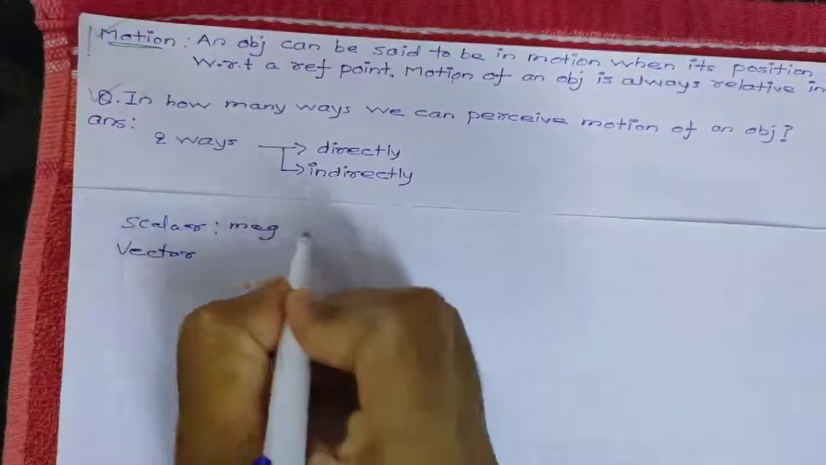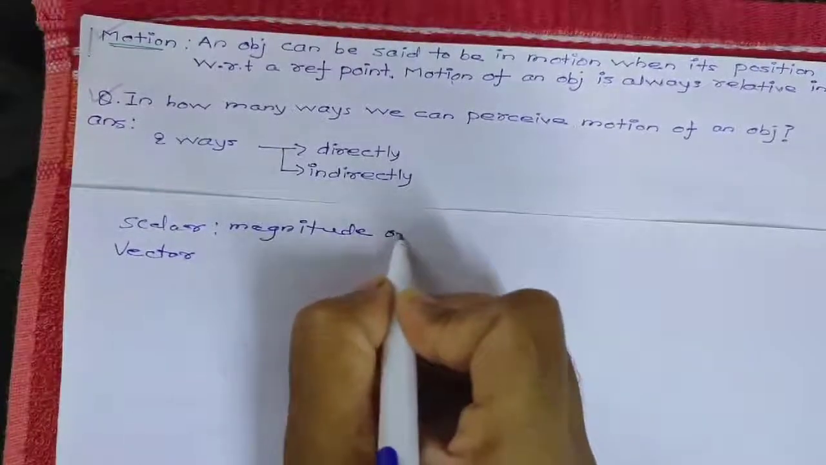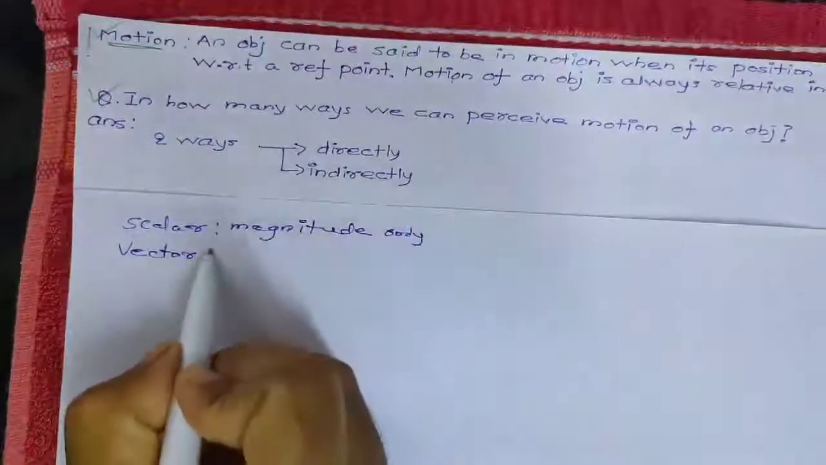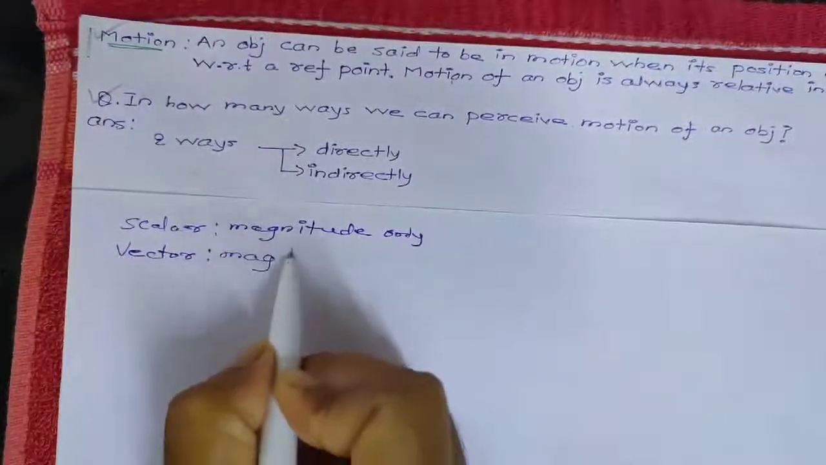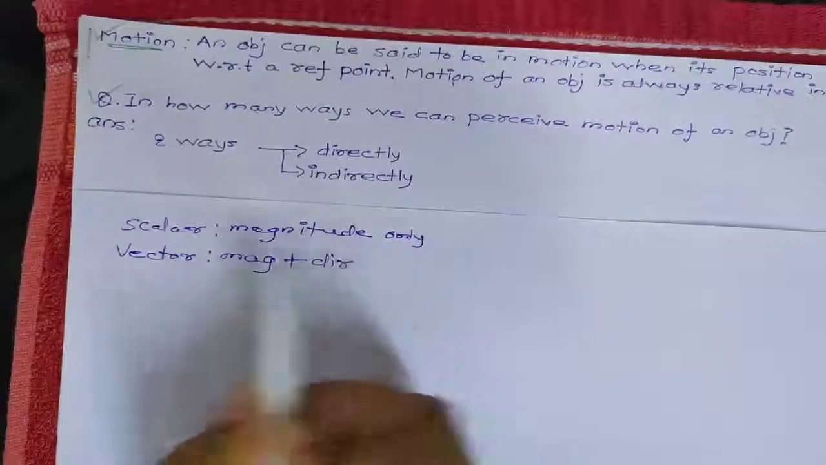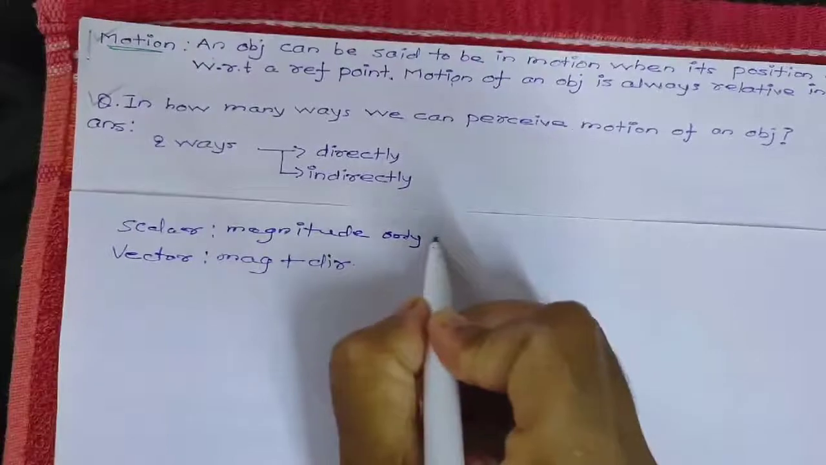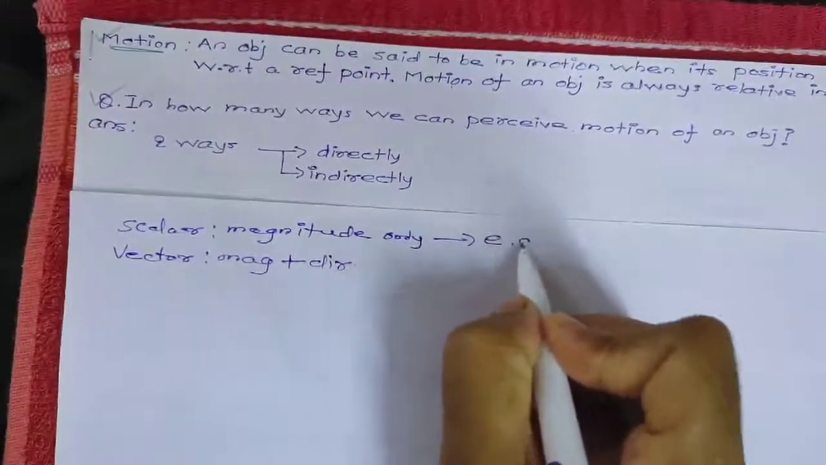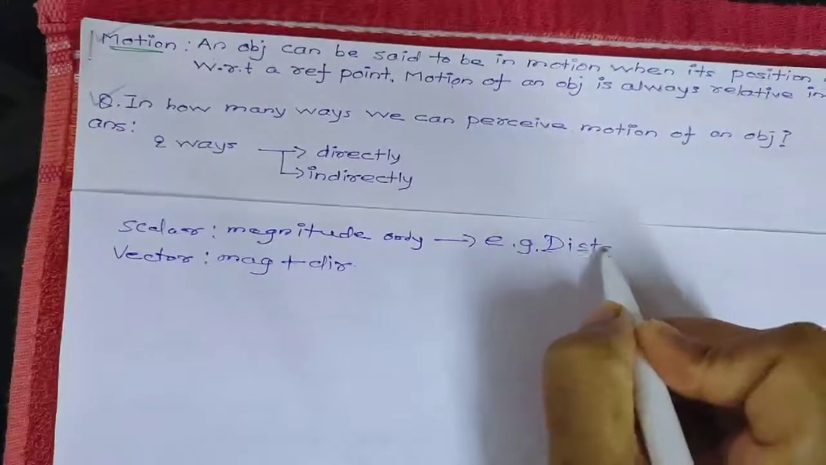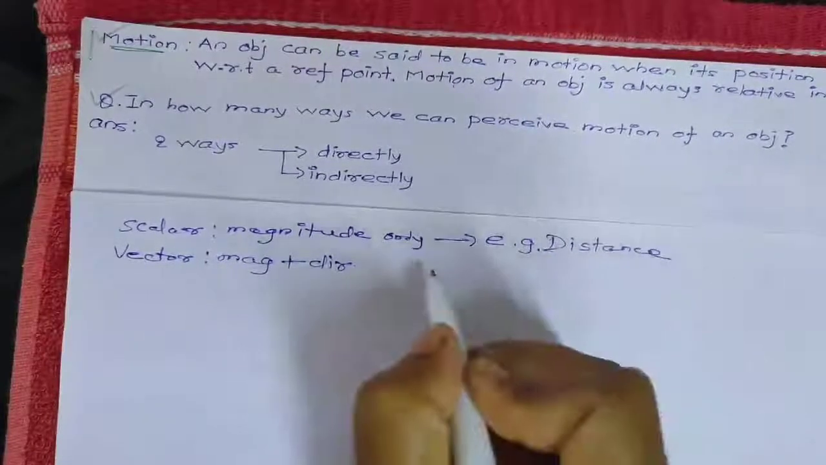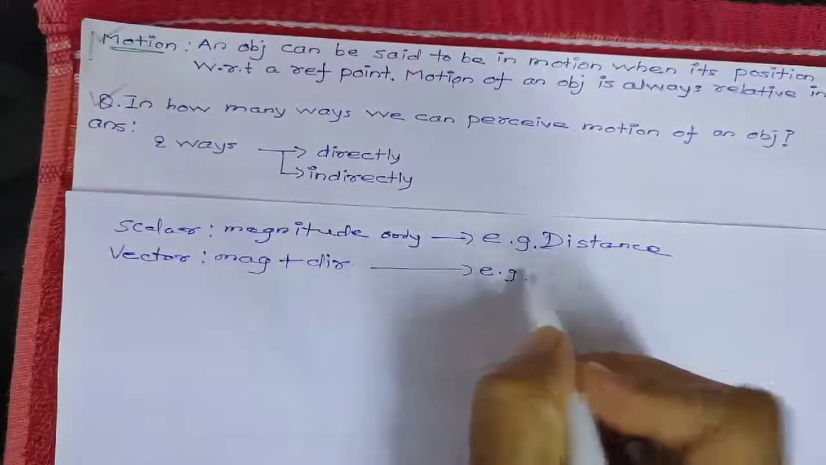Guys, pay attention please. Magnitude only. It has magnitude only. And vector is magnitude plus direction. So let us take an example of scalar. A very simple example which you can quote is distance. And an example for vector can be displacement.